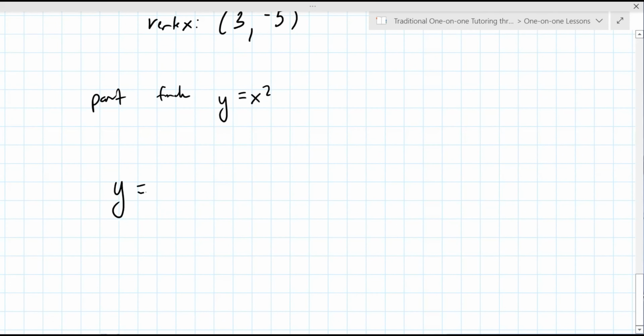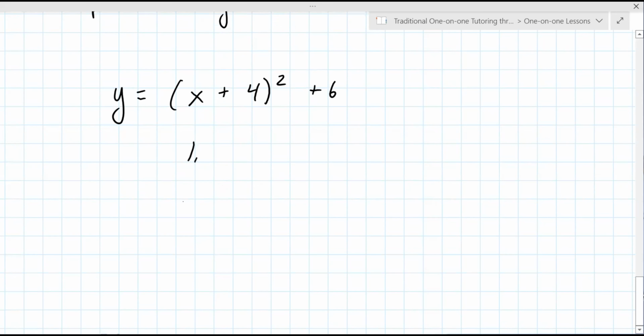Okay, so here's another one for you to think about. (x plus 4) squared plus 6. I want the transformations and then the vertex, please. Okay. x plus 4. So it shifts left 4 times. And it goes up 6 times.